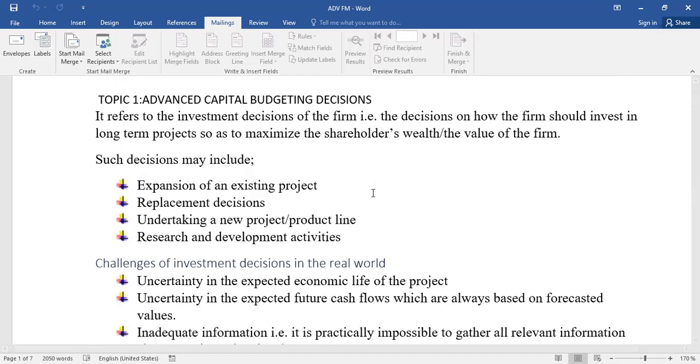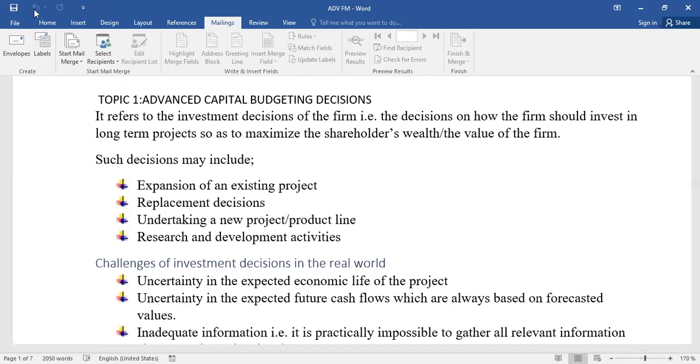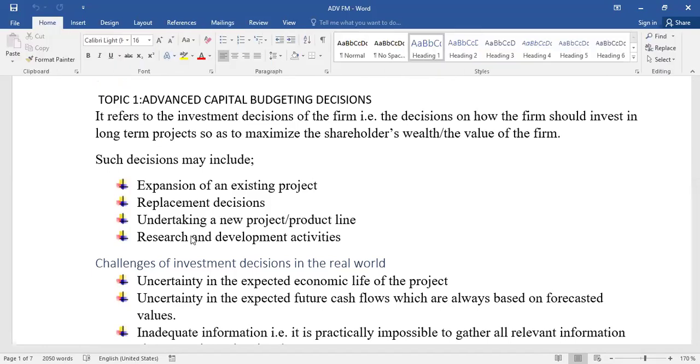Now, let us look at the types. When we are looking at the types, there are different types of the, what is the problem now?